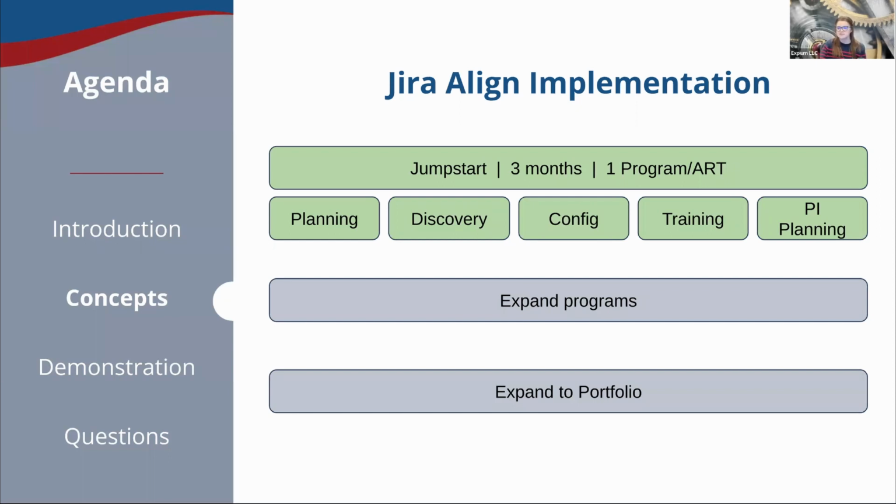In the little green boxes here, you'll see the general phases that we go through. We go through a planning phase, making sure we have the right people involved to make the right decisions. We go through a discovery phase, learning how you do things now, learning what your desired future state is, and working to map out how we're going to handle that. We also go through, of course, configuration. We do training, and then we start to use the tools in a PI planning ceremony. After that, we begin to expand and scale, bringing in more programs and expanding up into that portfolio level as well.